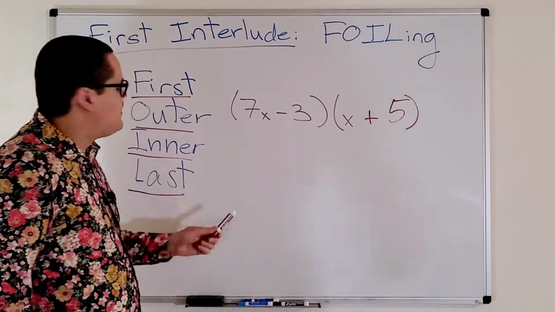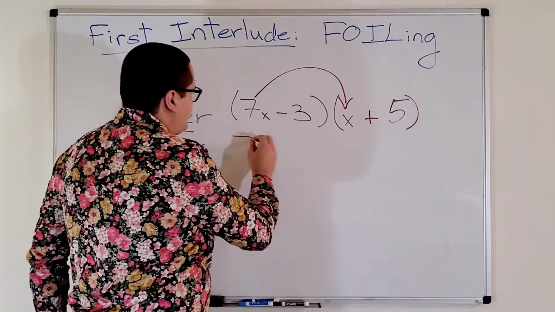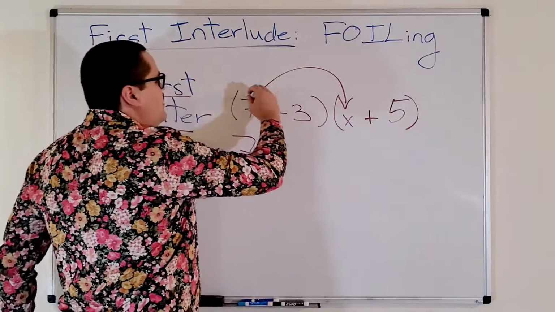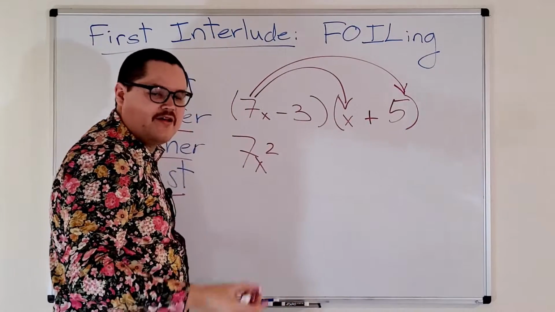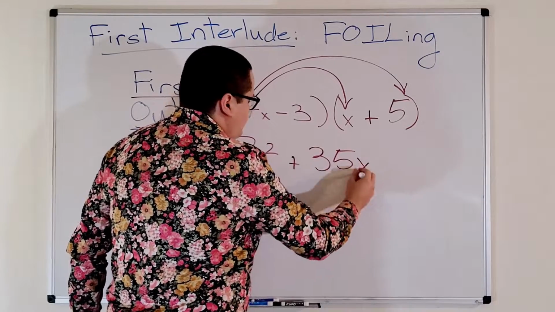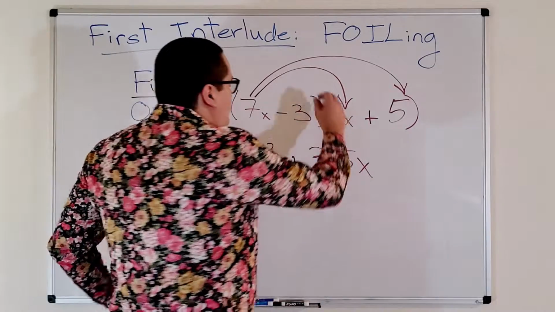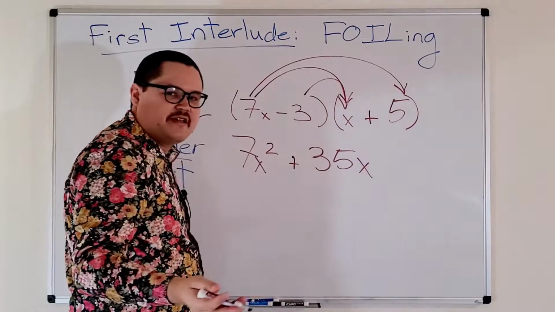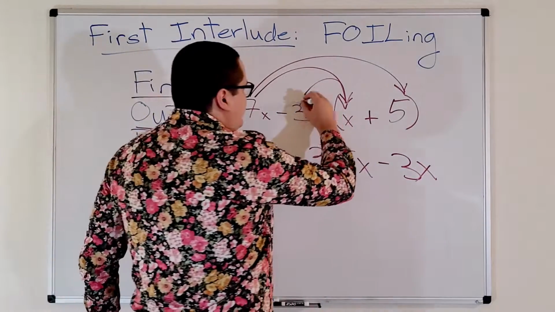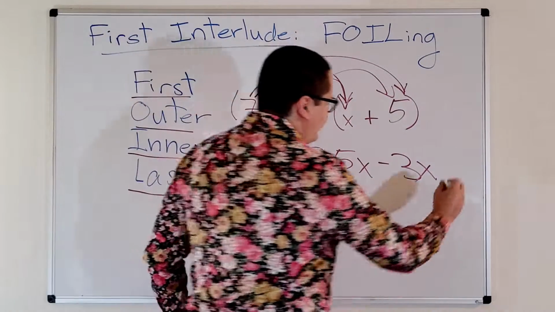Okay, first times first. 7x times x, 7x squared. Outer times outer. 7x times 5, well, 7 times 5 is 35. And there's an x there, so that's 35x. Inner times inner. Negative 3 times x is just negative 3x. And finally, last times last. Negative 3 times positive 5 is negative 15.